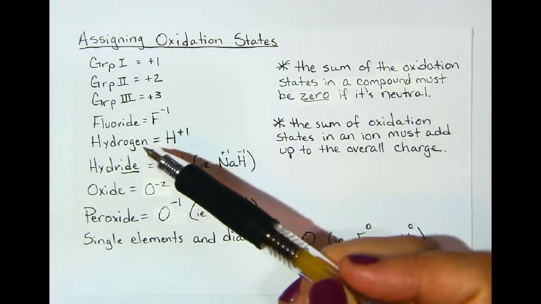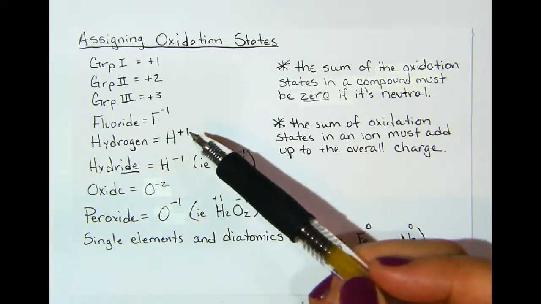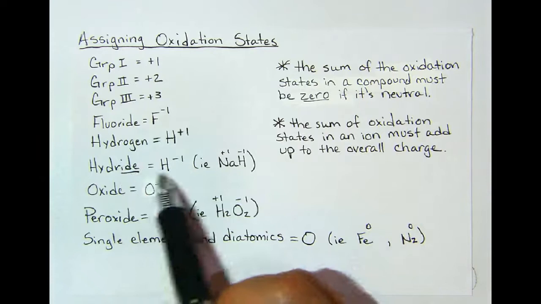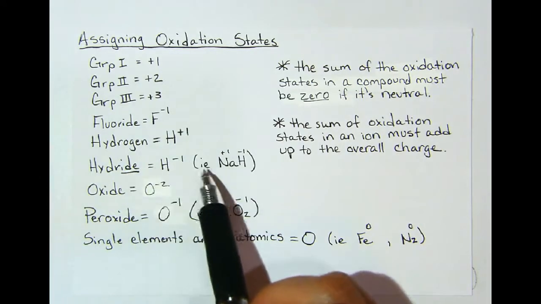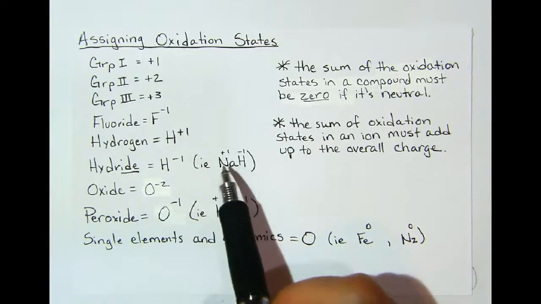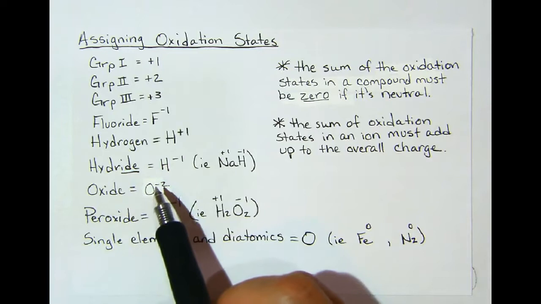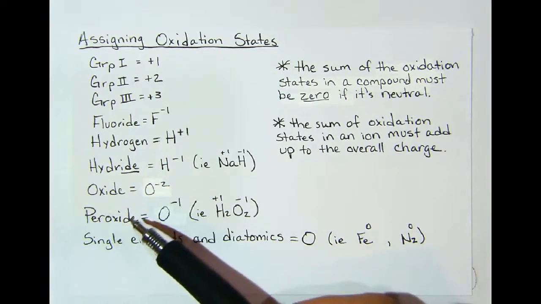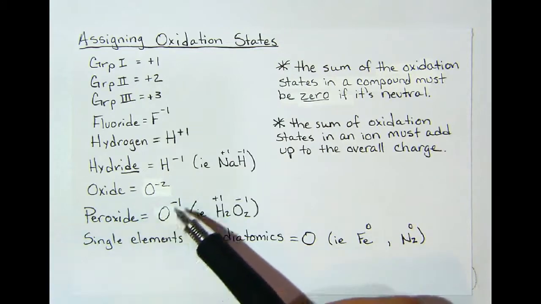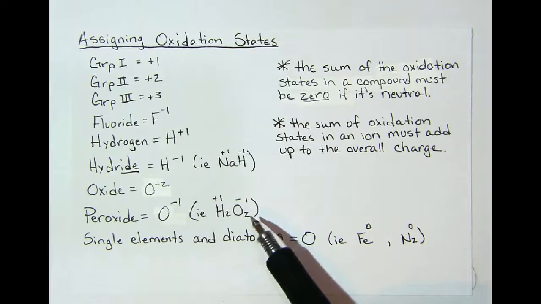Now hydrogen has two possibilities. Hydrogen is typically a +1, but if it's with metals, then it's going to be a hydride, which means it should be a -1 charge, such as in this example here, sodium hydride. Oxygen, or oxide, is going to typically be given a -2 charge unless it's in a peroxide, in which case it's going to get a -1 charge, such as in the example of hydrogen peroxide.